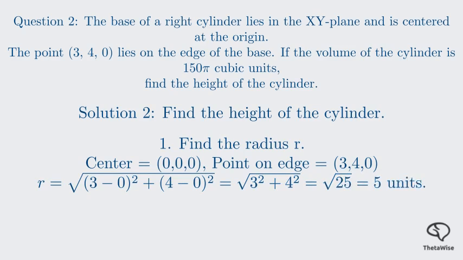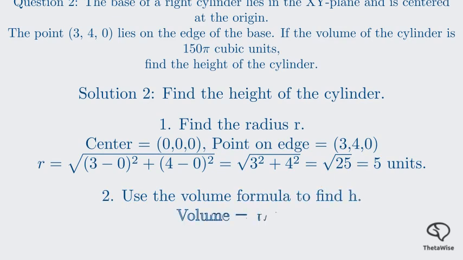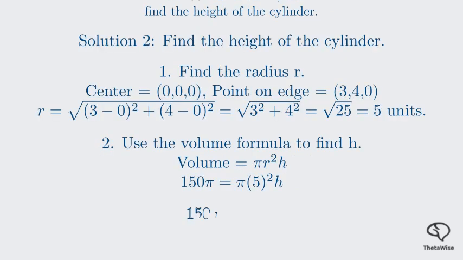Now we have the radius. The problem also gives us the volume. The volume of a cylinder is pi times r squared times h. We are told the volume is 150 pi, and we just found that the radius r is 5. We can plug these values into the formula. This gives us 150 pi equals 25 pi times h. We can divide both sides by 25 pi to isolate h. 150 pi divided by 25 pi is 6. Therefore, the height of the cylinder is 6 units.